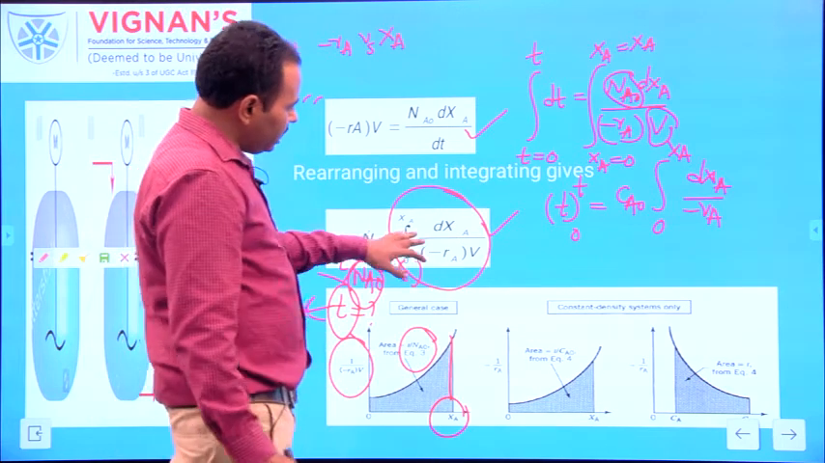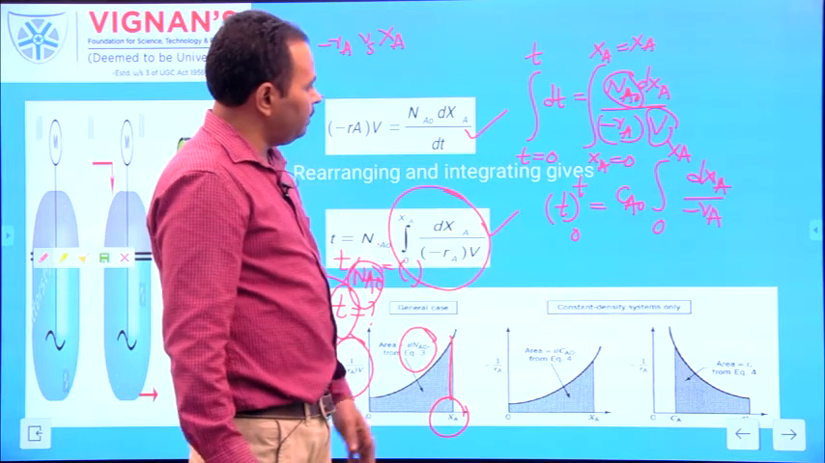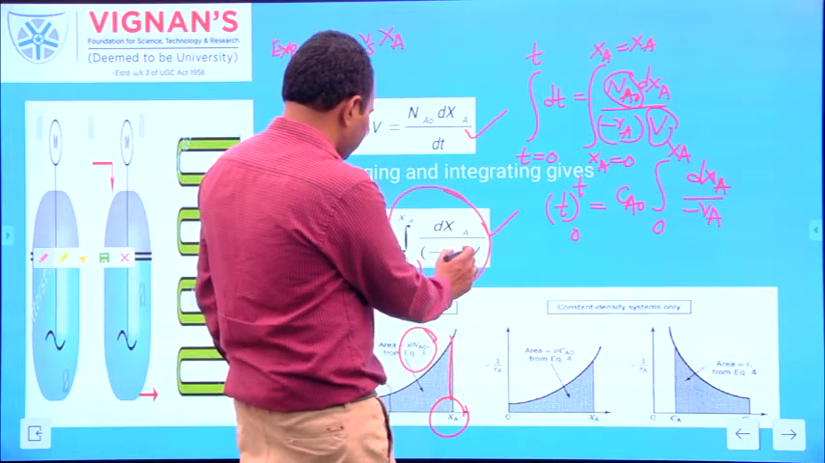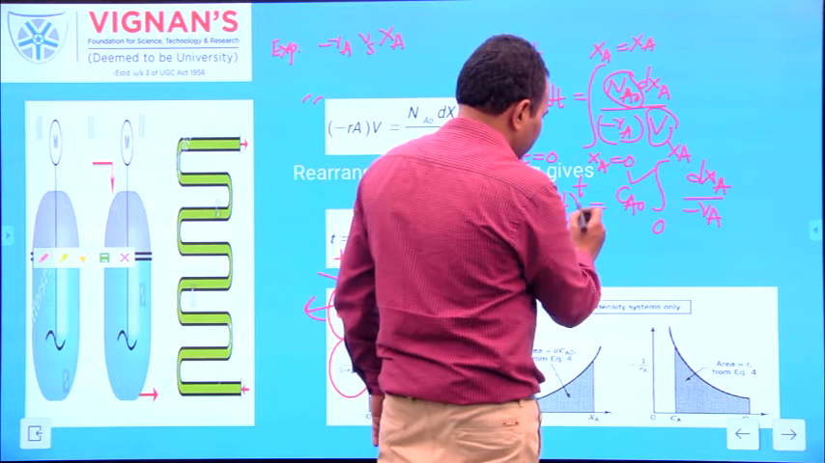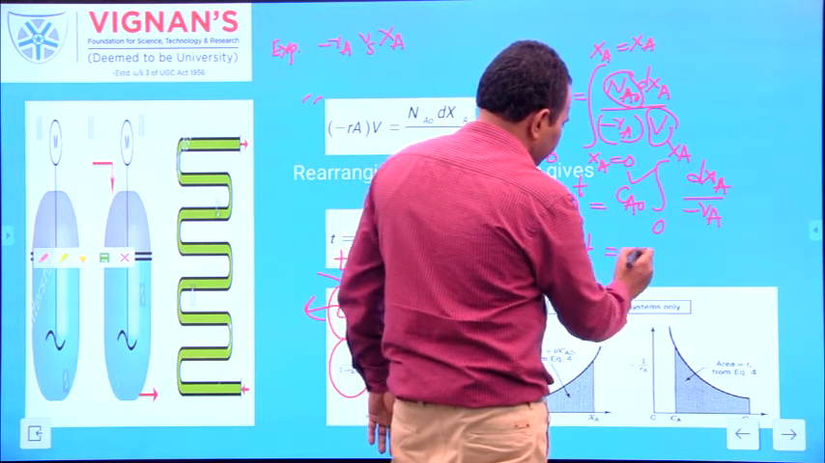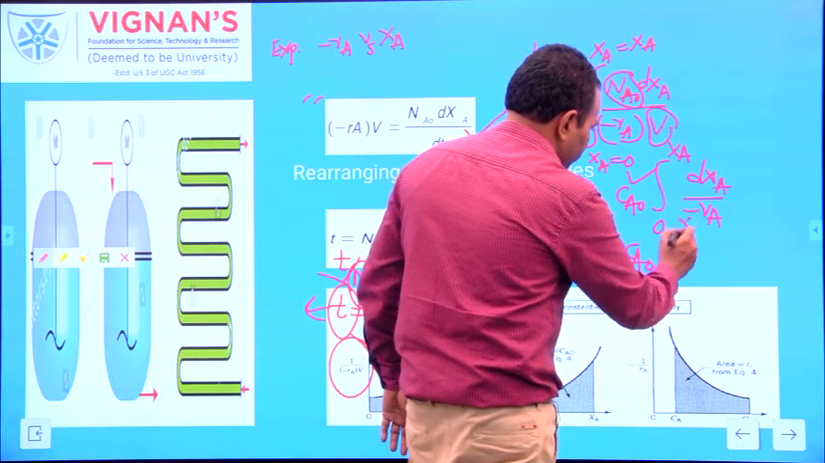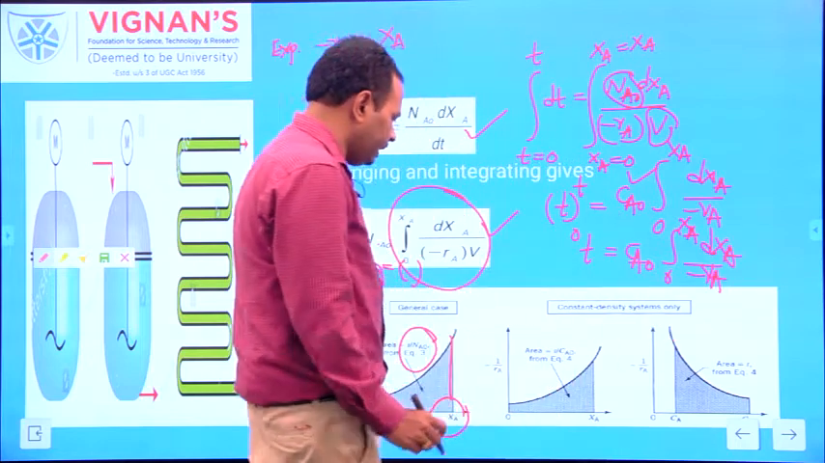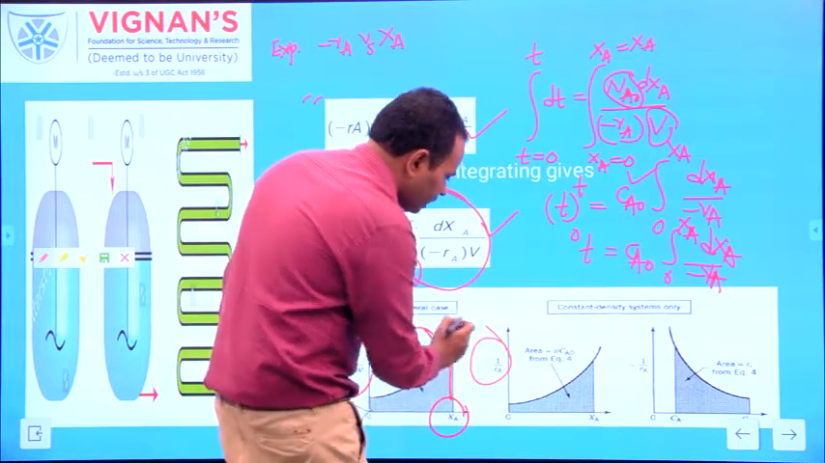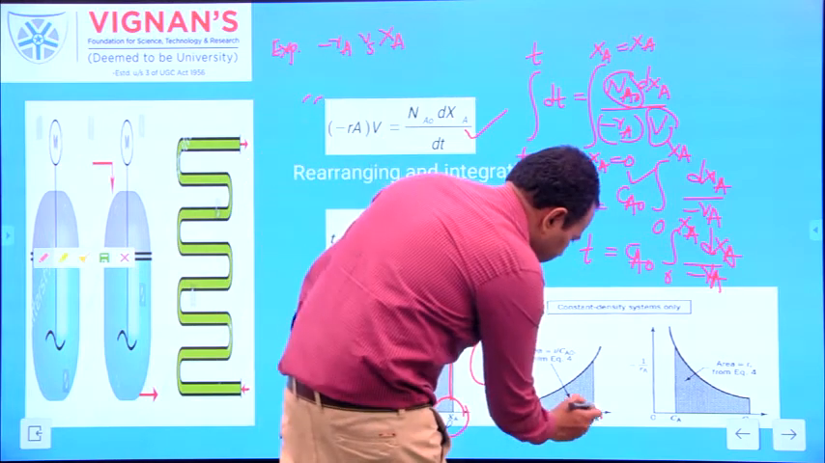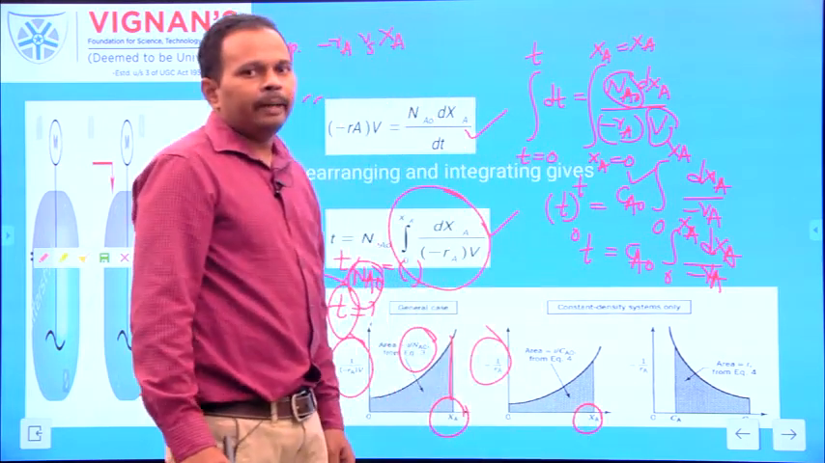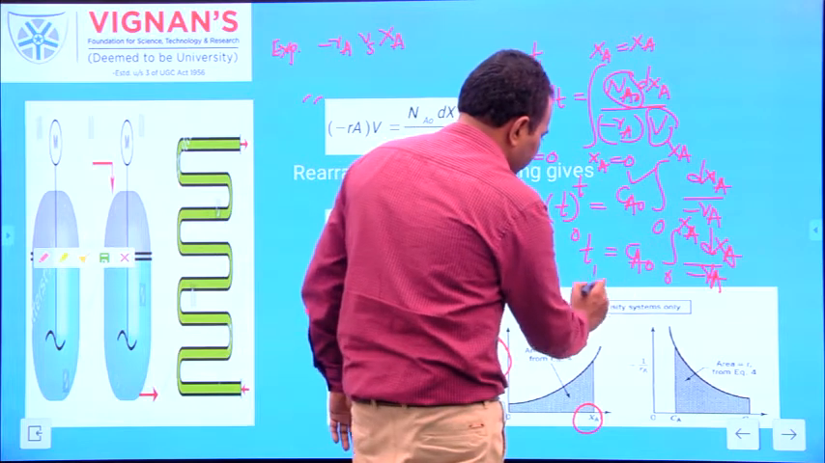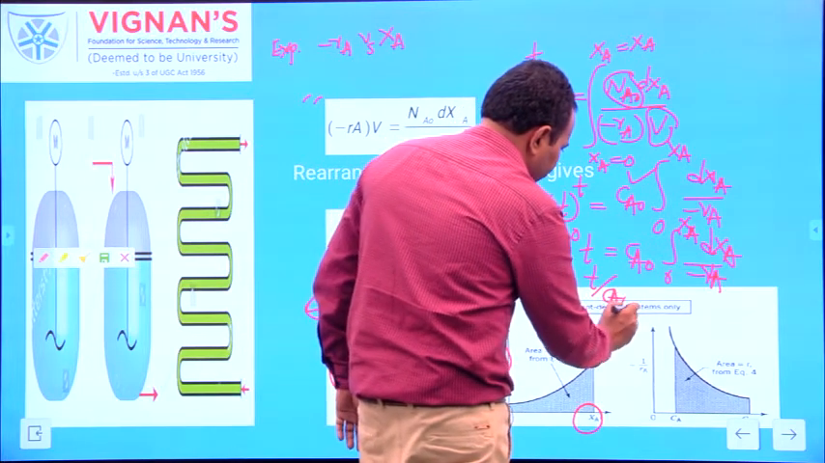And this equation can also be put into other forms by doing certain mathematical manipulation. In place of Na naught by V, if you write Ca naught, and substitute the upper limit t minus 0, this equation becomes t is equal to Ca naught into the integral from 0 to Xa of dxa by minus Ra. Again you plot the graph: take 1 by minus Ra on the y-axis and Xa on the x-axis. If you have the experimental data of minus Ra versus Xa, from this you can obtain t by Ca naught. Bring Ca naught to the left hand side, this becomes t by Ca naught.